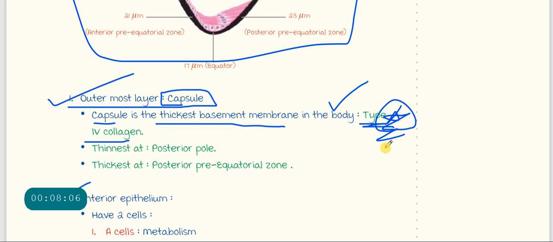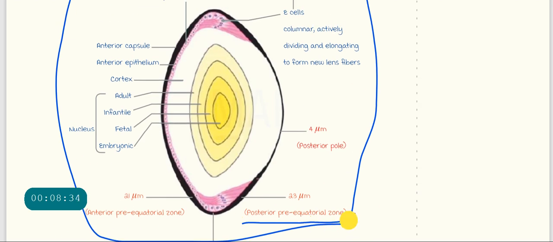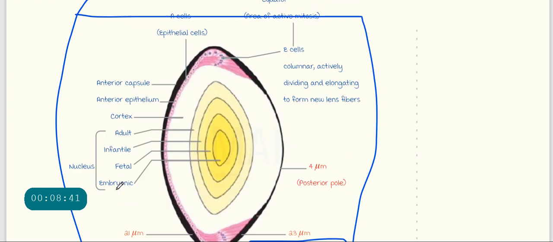The thinnest portion is at the posterior pole. So basically the capsule is the thickest basement membrane in the body, and the posterior pole is the thinnest. The thickest is the posterior pre-equatorial zone, which you can see by the black line mark. And the anterior capsule you can see over here.